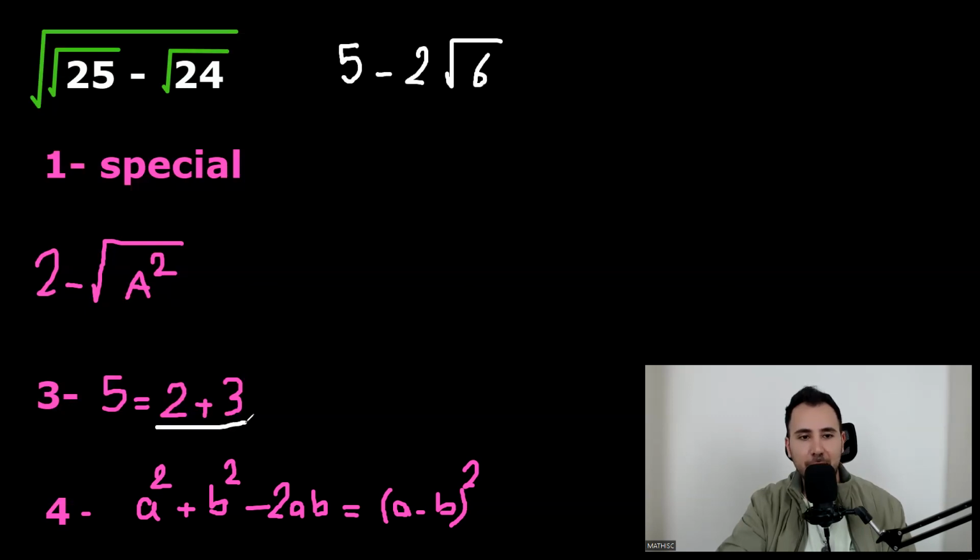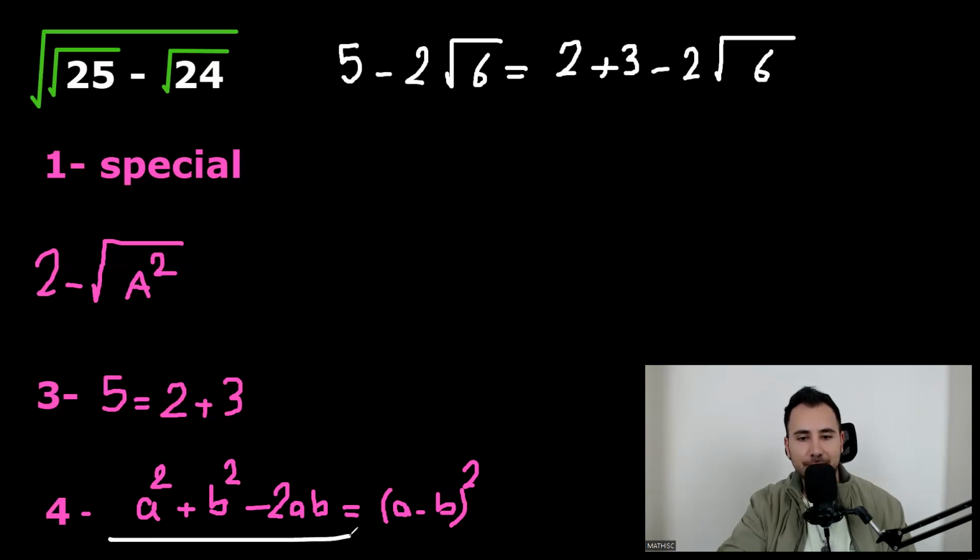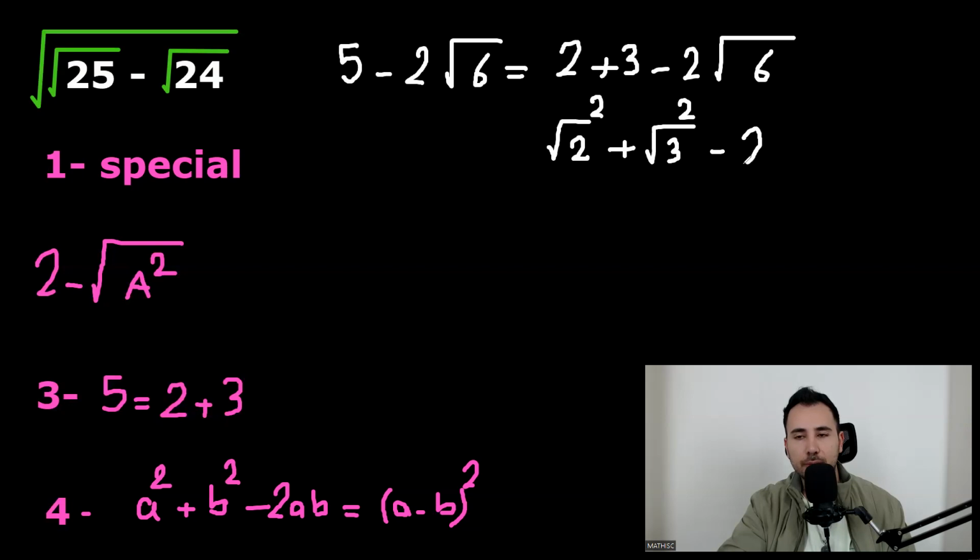Now, you could also take a peek at what we have. I gave you a hint already. I'm going to go on and write 5 as 2 plus 3, minus 2 square root of 6. Okay, so the next step is the last hint that I gave you. I'm going to write this 2 as square root of 2 to the second power. Instead of 3, I'll have a square root of 3 to the second power, minus 2 square root of 6.